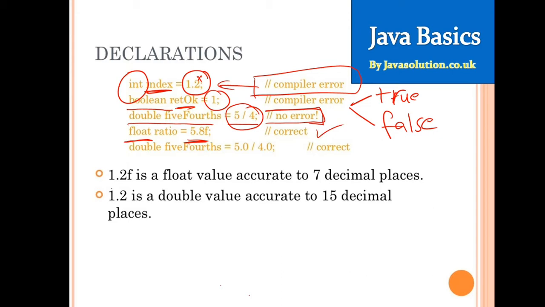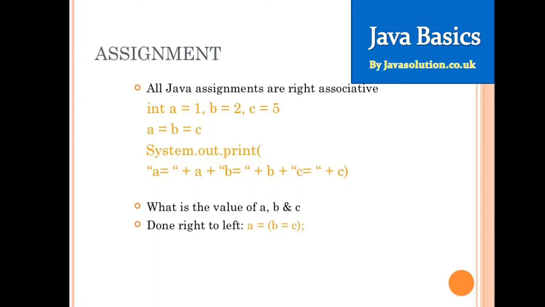So 1.2f is a float value accurate to 7 decimal places, and a double is accurate up to 15 decimal places. If we have a value which goes up to 7 decimal places, we can use the variable type float. If we have a value which needs up to 15 decimal places, let's say very scientific information which needs to be very accurate, that needs to be defined as a double. So we'll see how we assign the values and what the assignment types are.